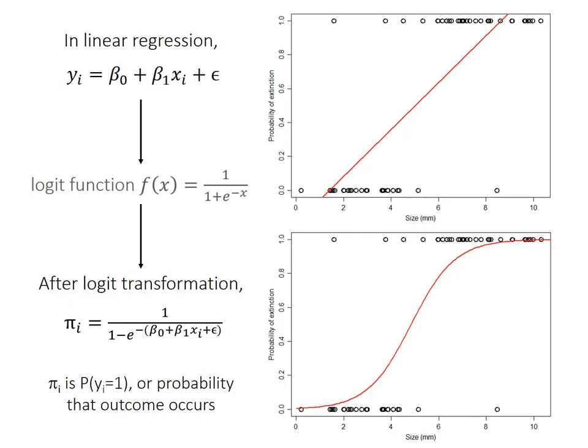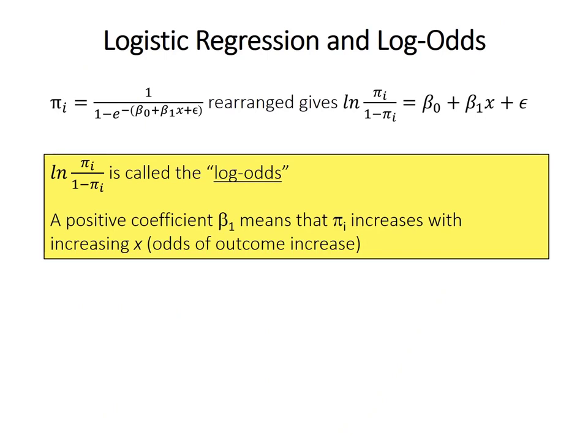So this equation here is the equation for logistic regression with the pi i, but it's more typical to see the equation in this rearranged form, expressed as the log of pi sub i divided by 1 minus pi sub i. And so that is called the log odds. We'll discuss odds in a bit more detail in the next slide, but briefly, the odds are the probability of an event occurring, pi i, divided by the probability of the event not occurring, which is 1 minus pi i. And so these are log odds because we're taking the logarithm of that odds.